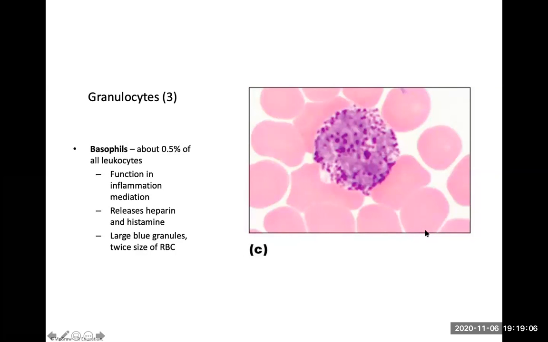A basophil has large blue granules. It's about twice the size of a red blood cell. It's about 0.5% of all leukocytes. It functions in inflammation mediation, so it will release heparin and histamine.